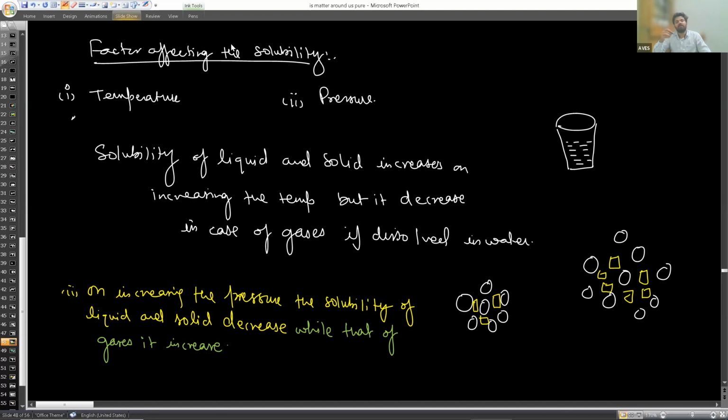The solubility of liquids and solids increases on increasing the temperature, but it decreases in the case of gas dissolved in water. In warm water, sugar can be dissolved more easily compared to cold water, because in warm water the particles are separated and the sugar particles can go into the intermolecular space. But when we freeze the water or have chilled water, the particles come closer to each other and decrease the intermolecular space.